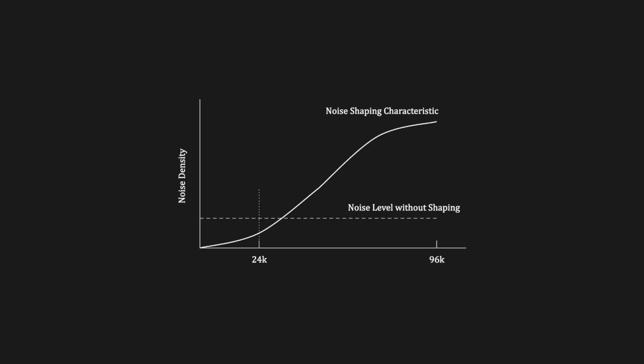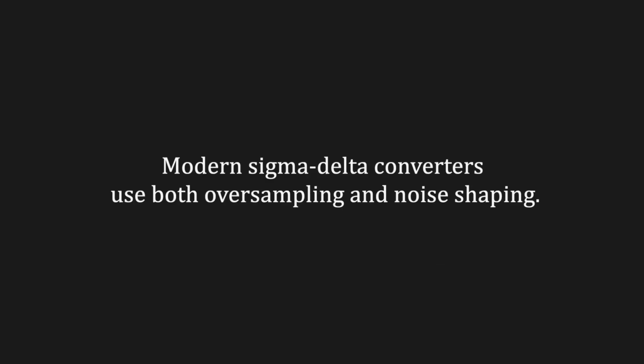Noise shaping works especially well with oversampling. Oversampling expands the bandwidth, giving extra space to move high-frequency noise out of the audio band. As frequency increases, quantization error also increases, pushing more noise outside the audible range. Noise shaping suppresses noise within the audio band, while shifting it to higher, inaudible frequencies that can later be filtered out. This trade-off, less noise in the audible range but more noise above it, is the core idea of noise shaping. Modern sigma-delta converters use both oversampling and noise shaping.